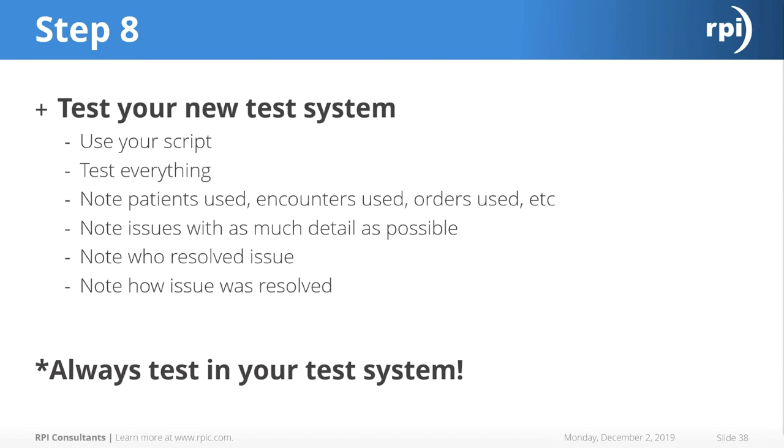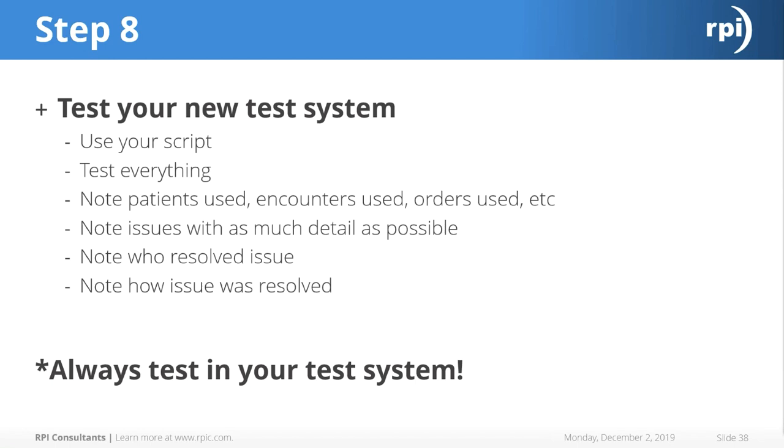And then if there is an issue and you are able to resolve it, document what you did to resolve it, document who had to help to resolve it. Was it just you on the OnBase team? Was it an Epic analyst? Was it maybe a DBA? Who helped resolve that issue? And then how they helped to resolve the issue.